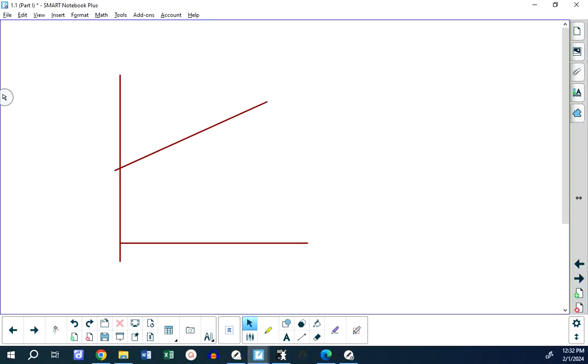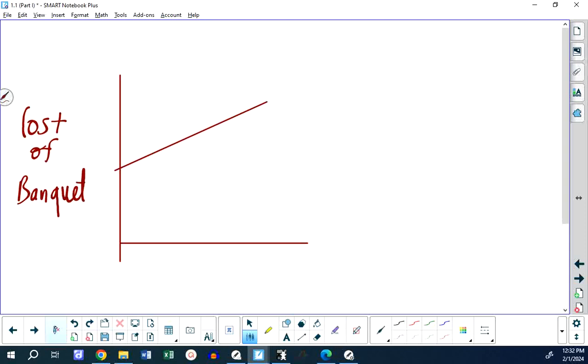What if I decided to get married? I'm not going to get married. And we were going to have a banquet. And I looked at the cost of a wedding. Well, I'll say the cost of the banquet. The banquet is the dinner dance they have. And this is the number of people I invite.